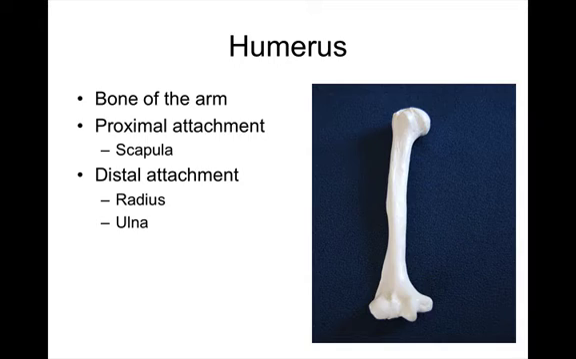The humerus is the bone of the arm. So the proximal attachment is the scapula, and we just saw where the head of the humerus actually attaches, and that is at the glenoid fossa. And I'll show you an image of the head here up close and personal in just a second. And then the distal attachment here is the radius and the ulna. So the distal attachment actually makes up the elbow joint. So distal is at the bottom of the image that you see to the right of the text there.